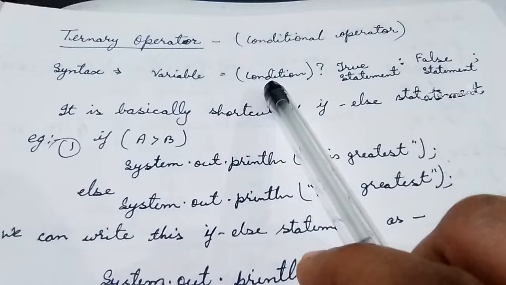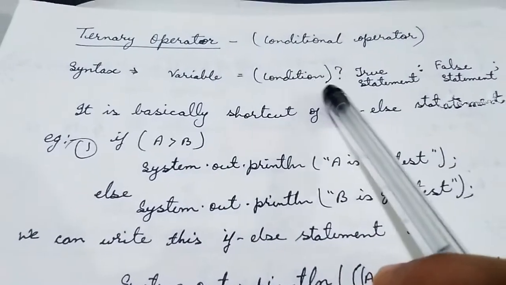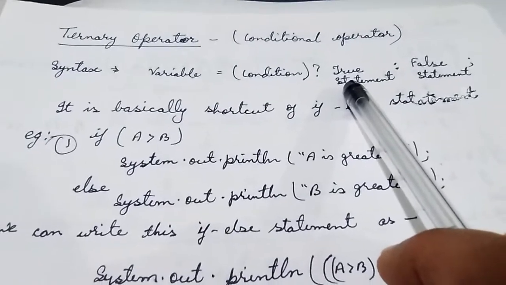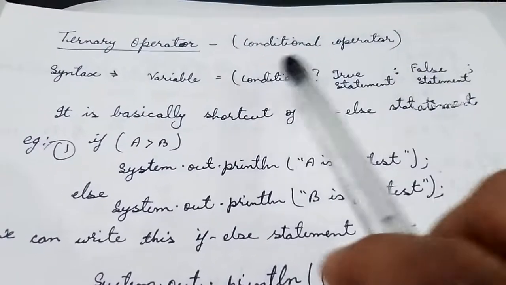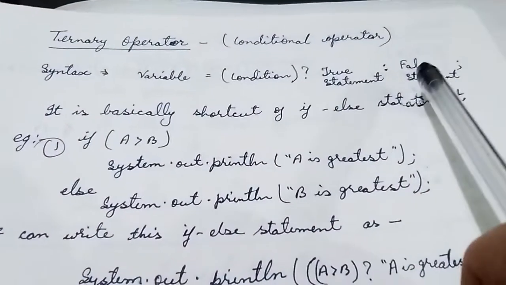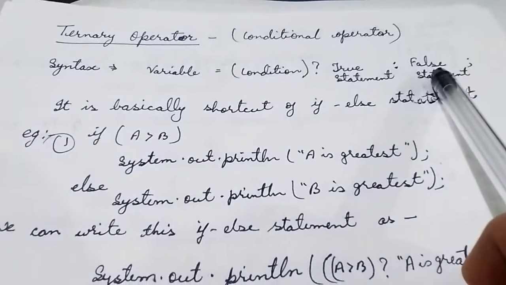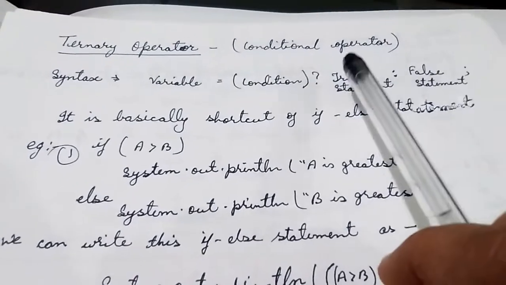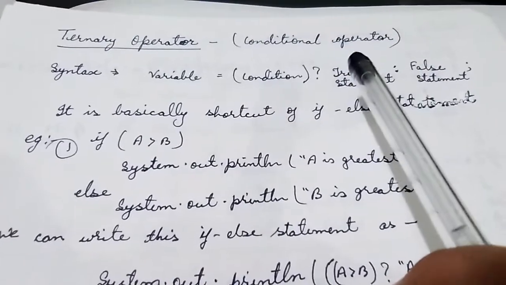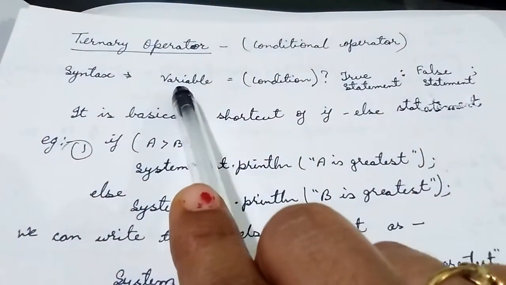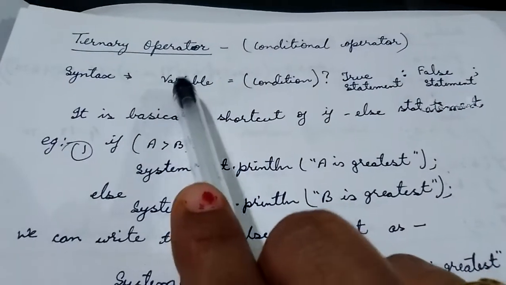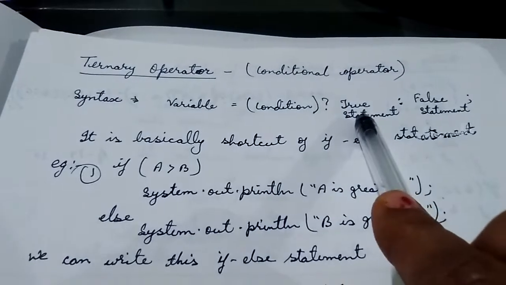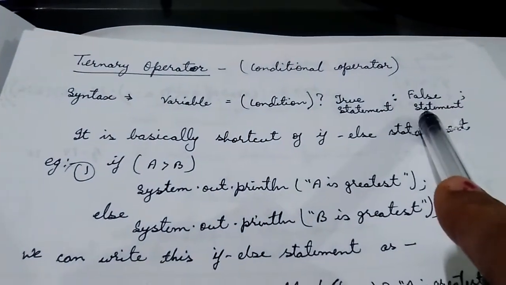Then if the condition is returning true, soon after the question mark and before the colon is the place of the true statement. And if the condition is returning false, then we write the false statement after the colon, and with a semicolon we terminate. If the values are stored into a variable, then we write the variable name, equals to condition, question mark, true statement, colon, false statement.